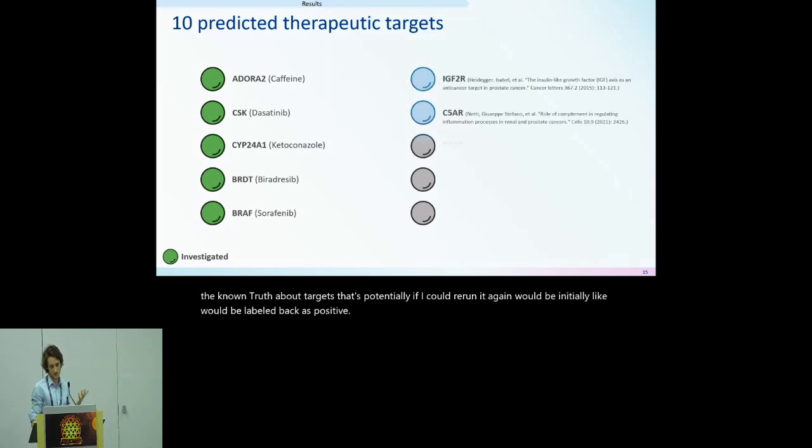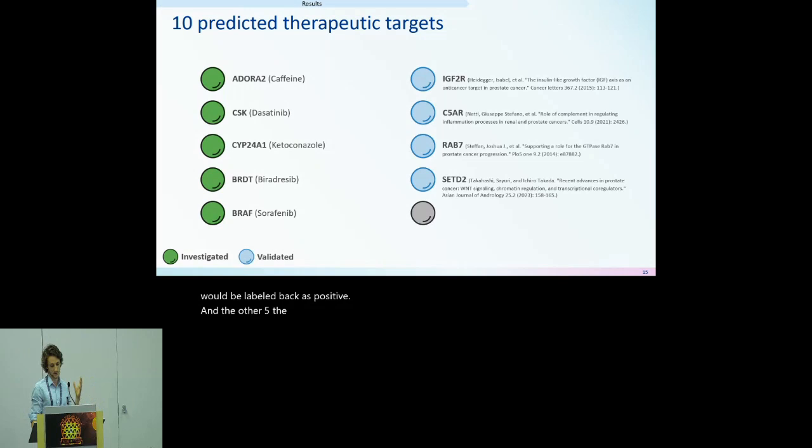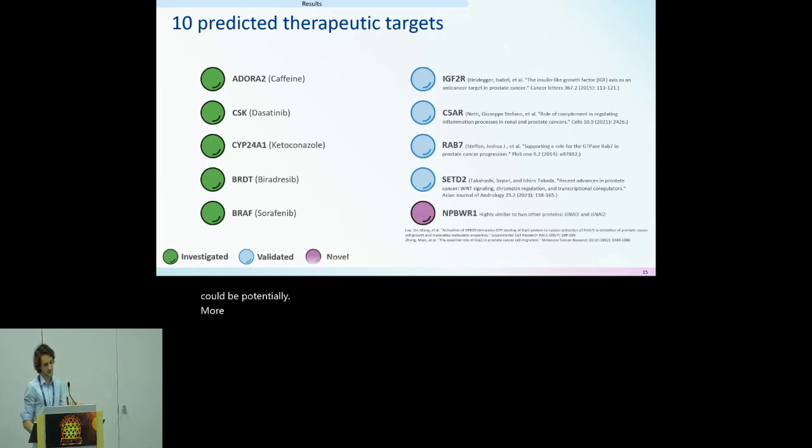And the next 4 are what I call validated. That means they don't have known drug-like molecules that showed therapeutic benefits, but they were highly studied in the case of prostate cancer, all involved in different pathways that were also studied in prostate cancer. And so they show therapeutic potential and could be investigated more. And the last one, which is NPBWR1, is relatively unknown.